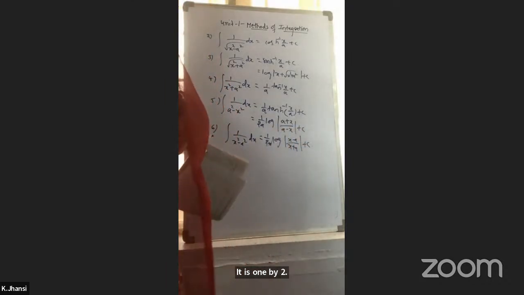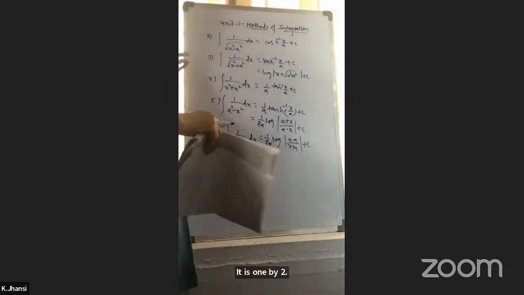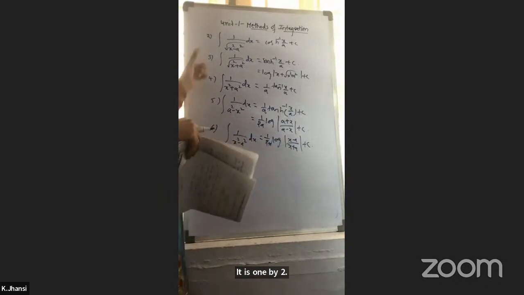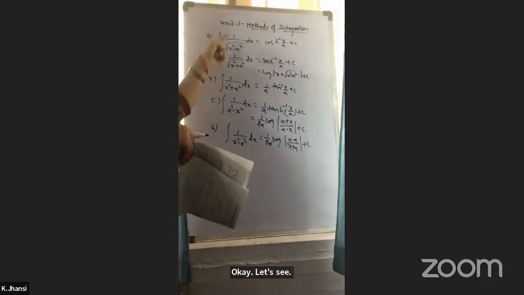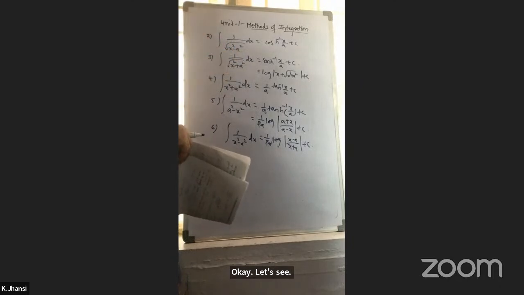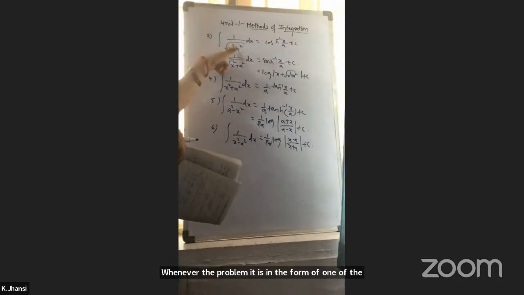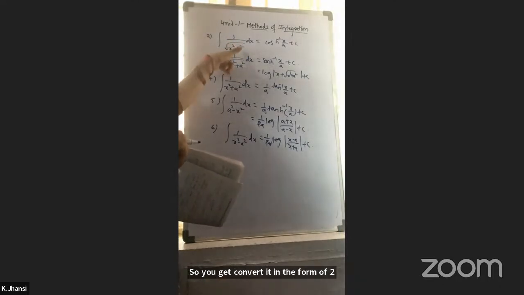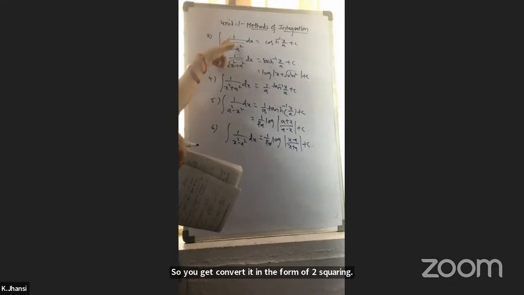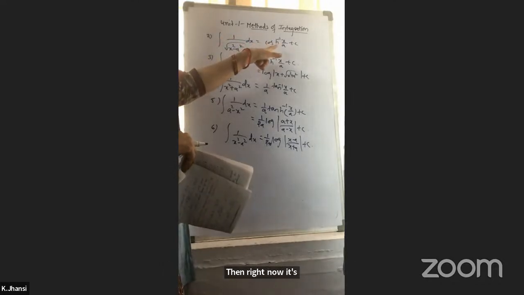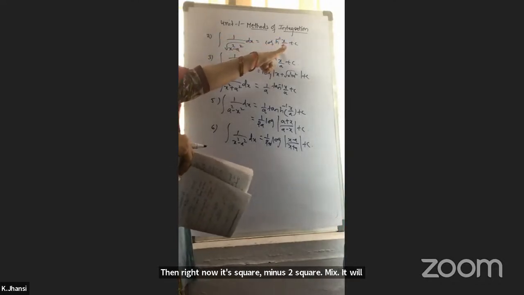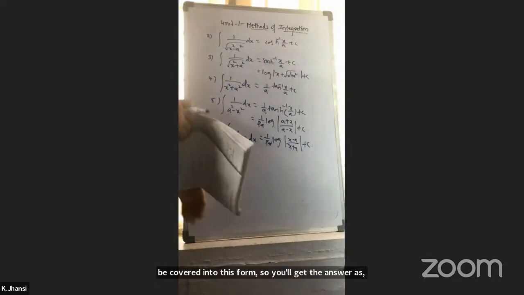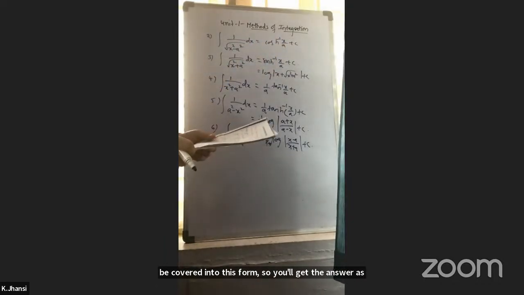Okay. So these 6 are the formulas for whenever the problem is in the form of 1 by root of x square minus a square. That means, for example, x square minus 4, you can convert it into the form of 2 square. X square minus 2 square will be converted into this form. So you will get the answer as cos h inverse x by 2. Okay. The examples are given in the textbook. Try to see that one.